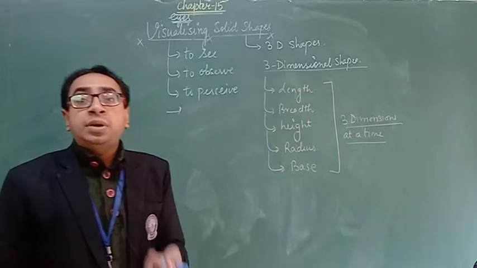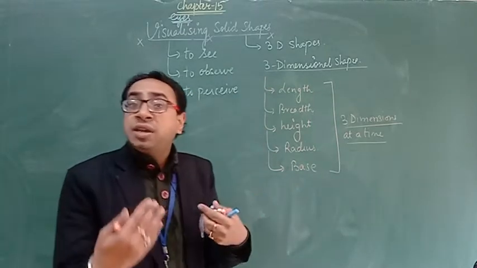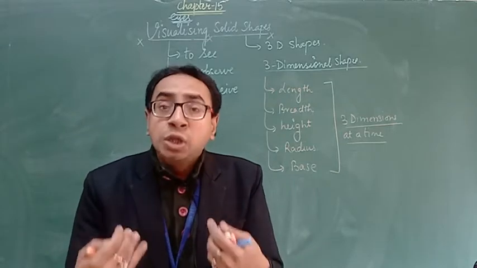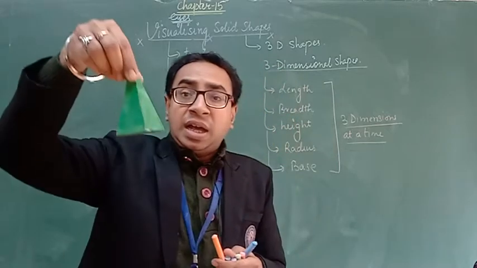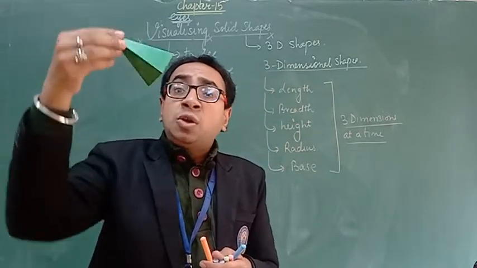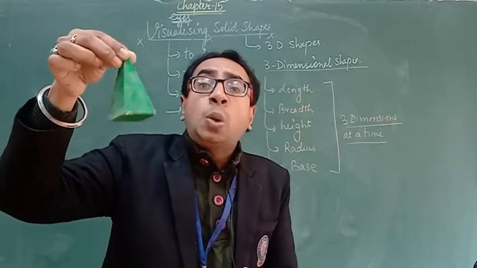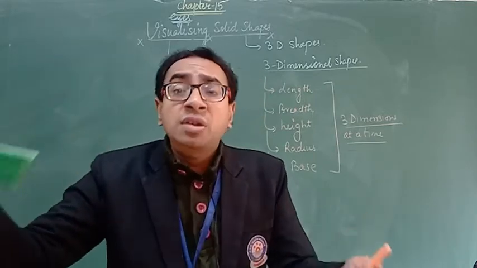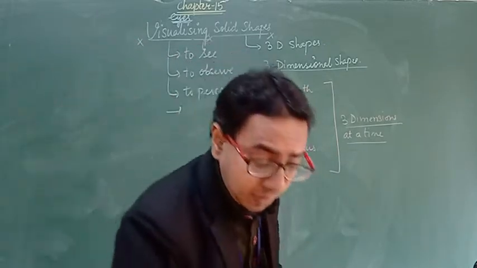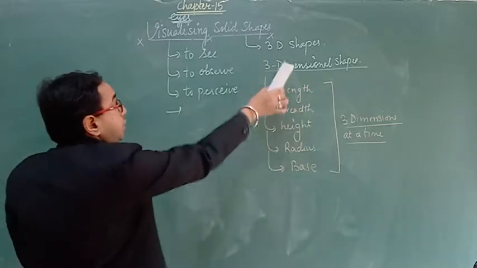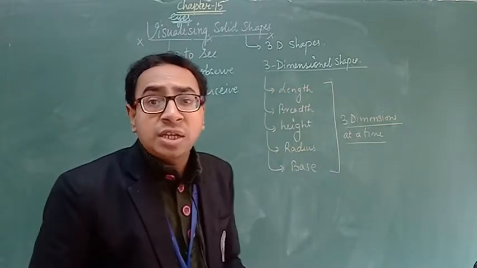So in this chapter, we will visualize these solid shapes, and visualizing here means to observe, to see. For example, I see this object. Not only seeing, but I have to observe how this particular thing is made, what parameters are used, what I can do with this, what the examples of this are. So that is what visualizing here means. Clear? So we'll be focusing more on 3D shapes in this chapter.